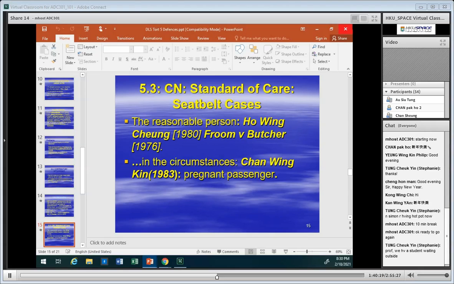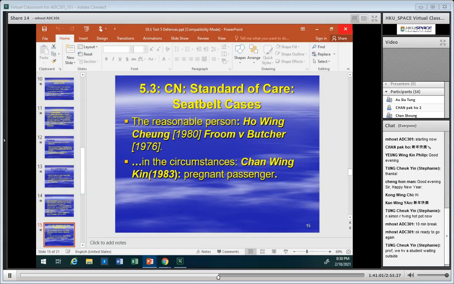Okay, so what are the must-know cases here? Ho Wing Cheung says that a reasonable person in Hong Kong would wear a seatbelt. So if you're not wearing a seatbelt, you are below the standard of care that the plaintiff would be expected to come up to. But that doesn't mean if you're not wearing a seatbelt that you will be contributory negligent. It does depend on the circumstances, such as in Chan Wing Kim. So if you're a pregnant lady, then not wearing a seatbelt might be reasonable for you. So the must-know cases: Ho Wing Cheung, Chan Wing Kim.